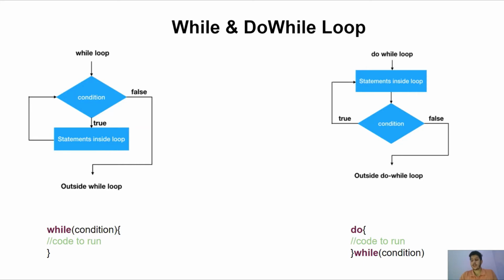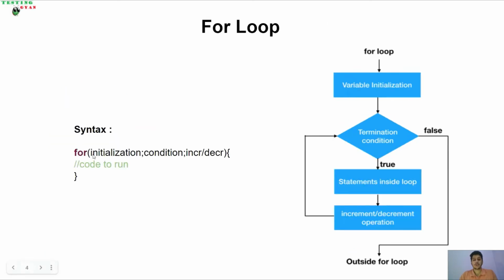Now let us see the third type of loop, which is for loop. So the syntax for loop is like for, where we first initialize the variable and then we give the condition based on the variable, and then we increment or decrement the variable.